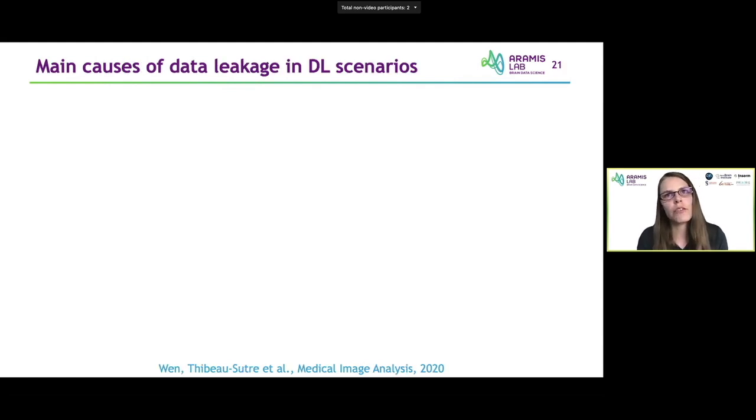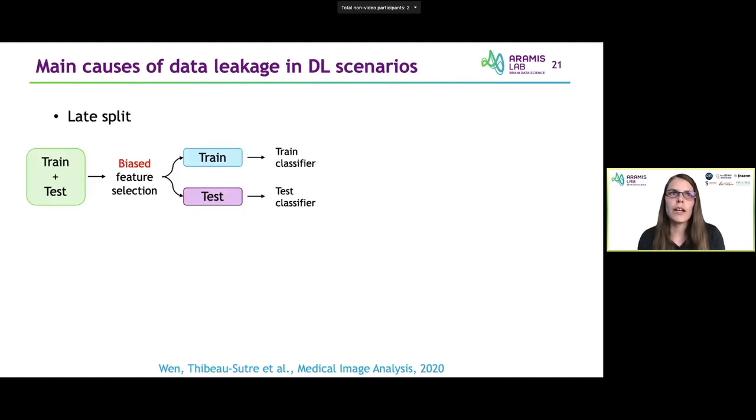But I'd like to draw your attention to a major source of evaluation bias, which is data leakage. Data leakage refers to the use of test data in any part of the training process. It can be difficult to detect, especially for deep learning approaches, as they can be complex and very flexible. And in a review study that we performed, we identified 4 main causes of data leakage. Late split occurs when procedures such as data augmentation, feature selection, or autoencoder pre-training are performed before splitting into the training, validation, and test sets.